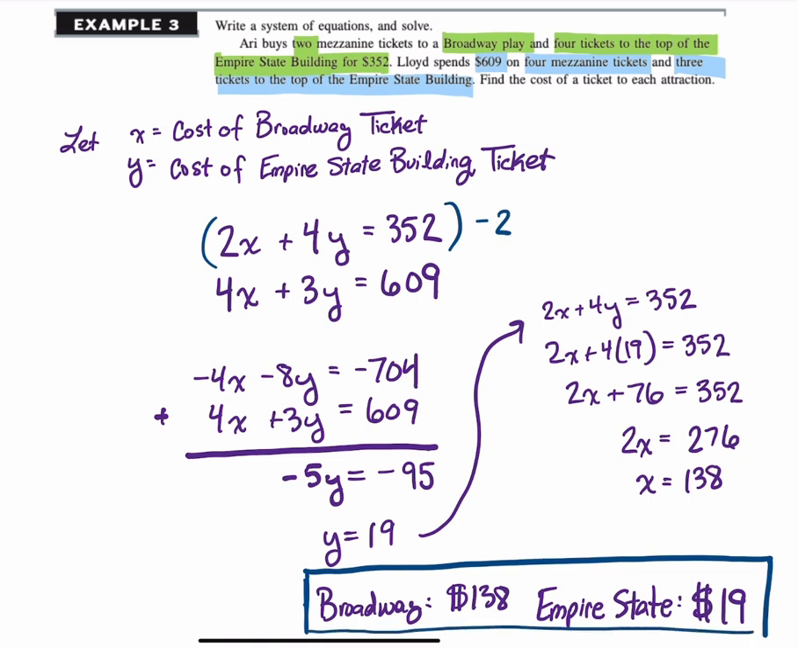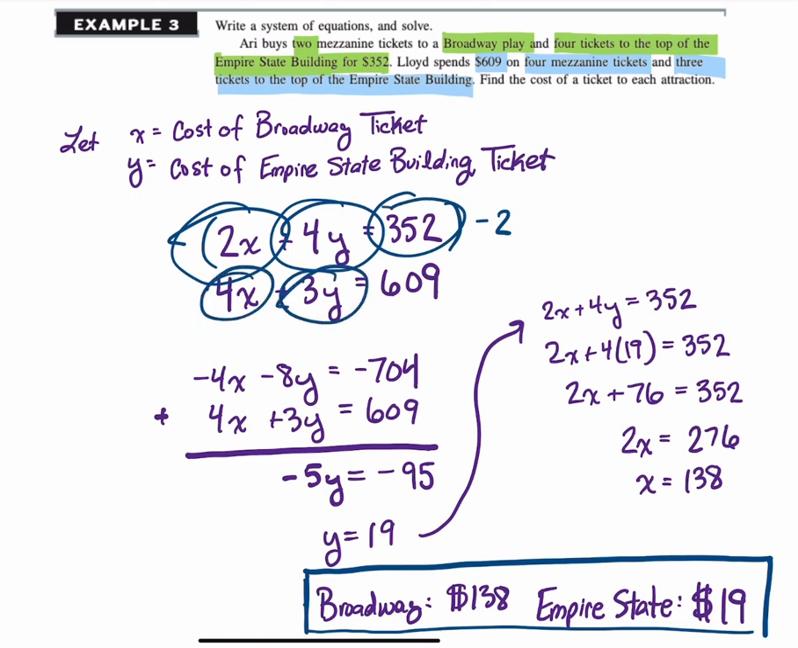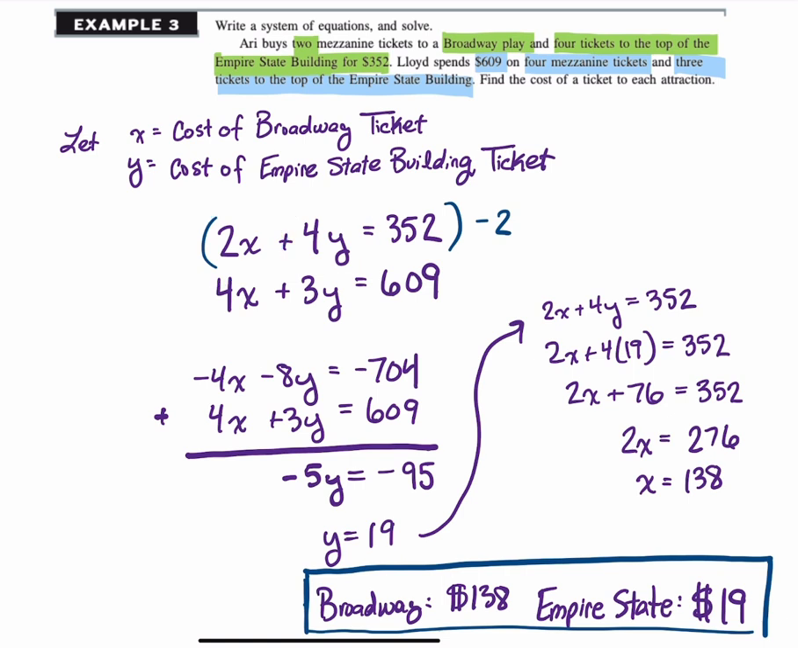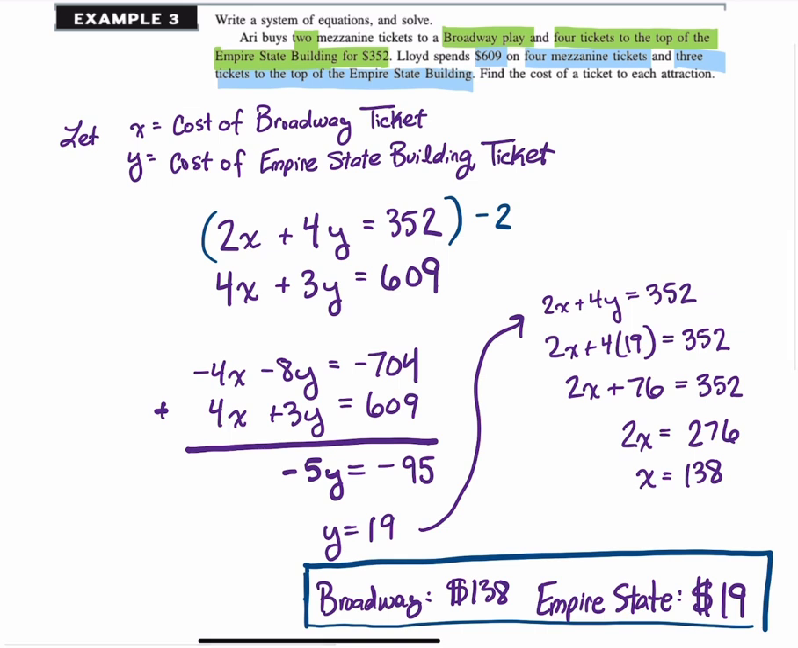So we basically had two total statements for this one. Some number of Broadway tickets plus some number of Empire State Building tickets is some cost, and then some other number of Broadway tickets plus some other number of Empire State tickets gave us some other cost. So with just that kind of limited information, we're able to solve how much each ticket costs using this method of systems of equations. So it can become very useful if you're trying to figure something out with limited information.